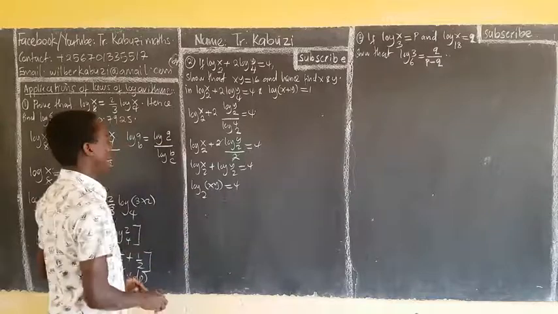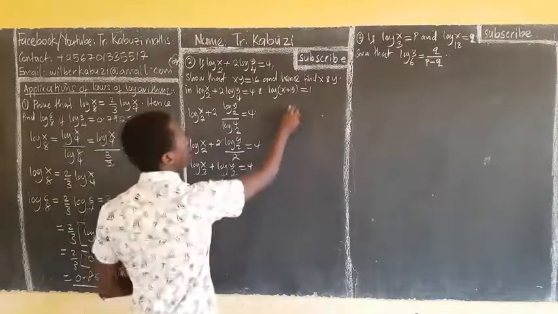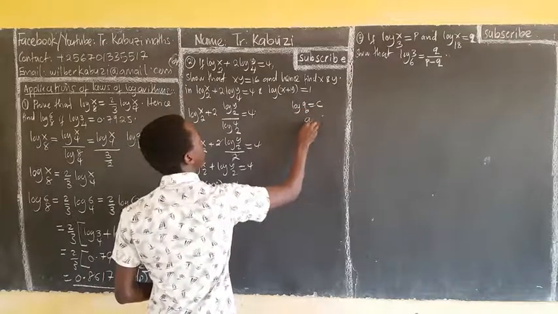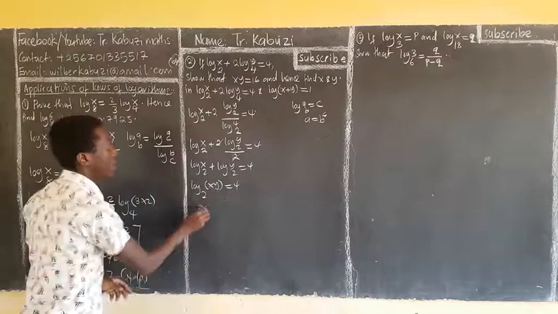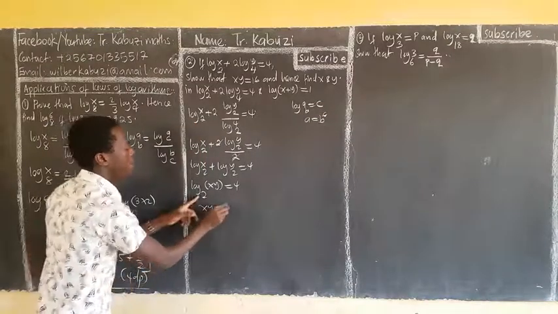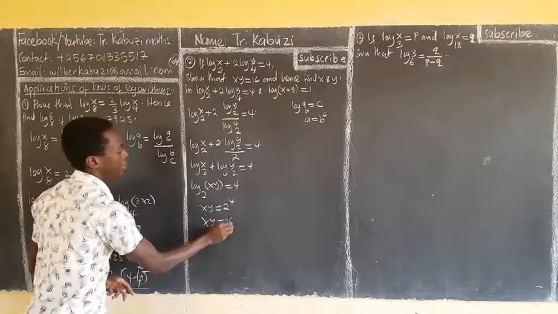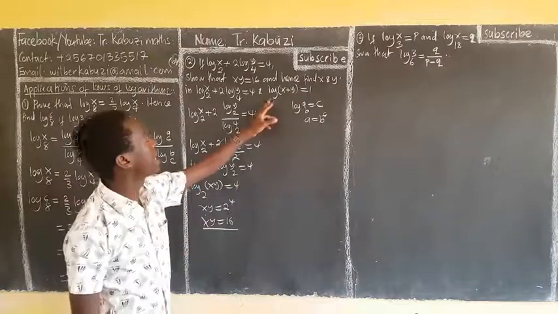Then we apply another property which says that if we have log, then it's the same as a to the power c. Then this will be the same as xy equal to the base power 4, and so your xy is equal to 16. So we are done with that proof. Now they are telling us that hence solve.